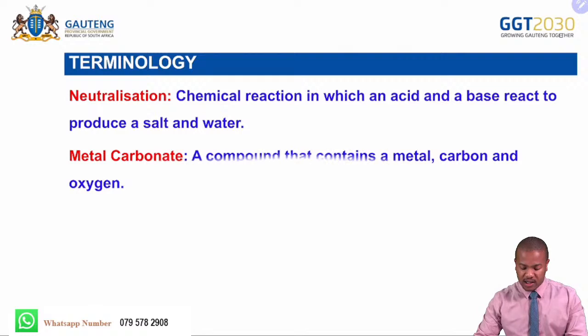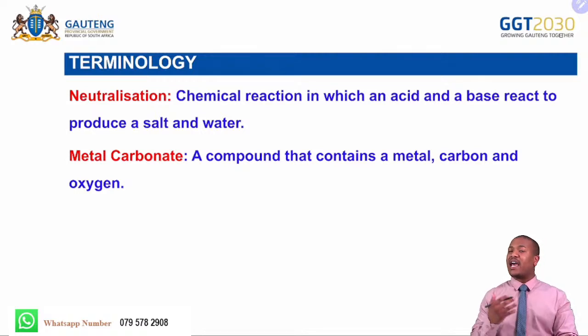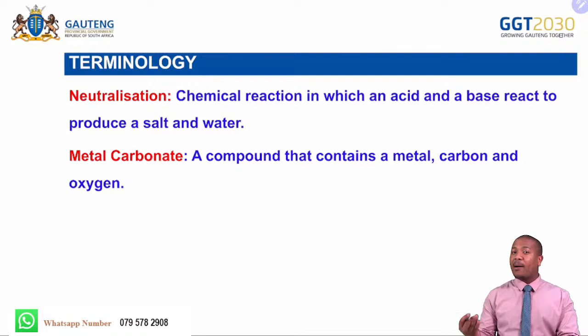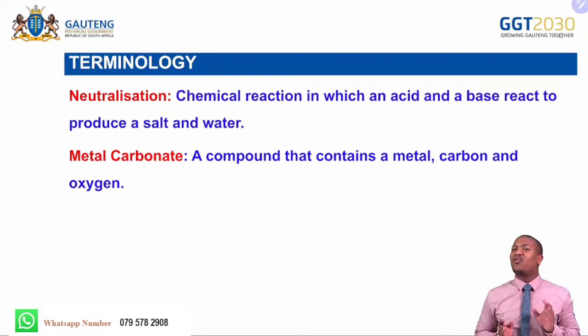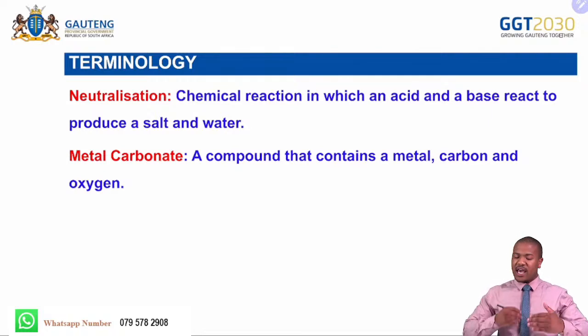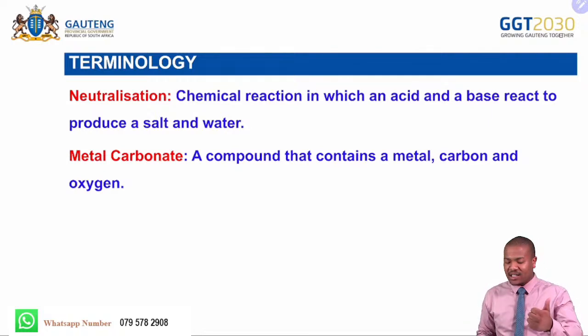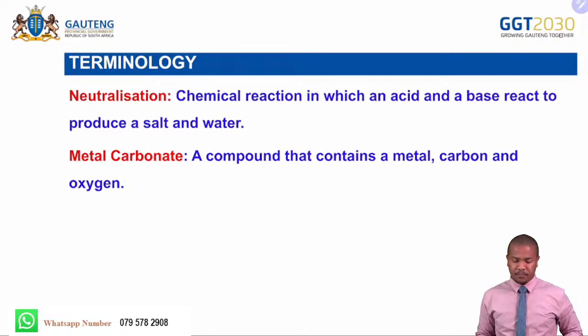Now the second one there, we have metal carbonate. What is this metal carbonate? A metal carbonate is a compound that contains a metal, carbon, and oxygen. Are we together? Still remember your periodic table. Where do you find metals? Where is carbon? And where is oxygen, right? So it is a compound that contains a metal, carbon, and oxygen all together at the same time, right?